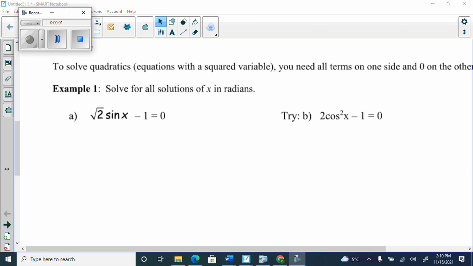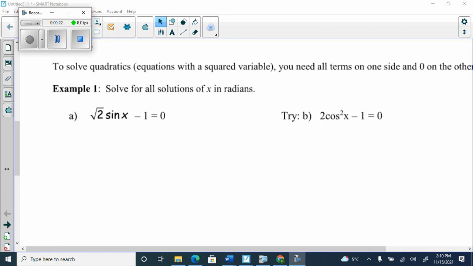Solve for all solutions. Solve for all solutions means I want what at the end? Yeah, the general term, the general solution at the end. That's what I want. So you solve it like it's between 0 and 360 or 0 and 2 pi, always. Doesn't matter. I never look at the restricted domain until I've solved my standard.